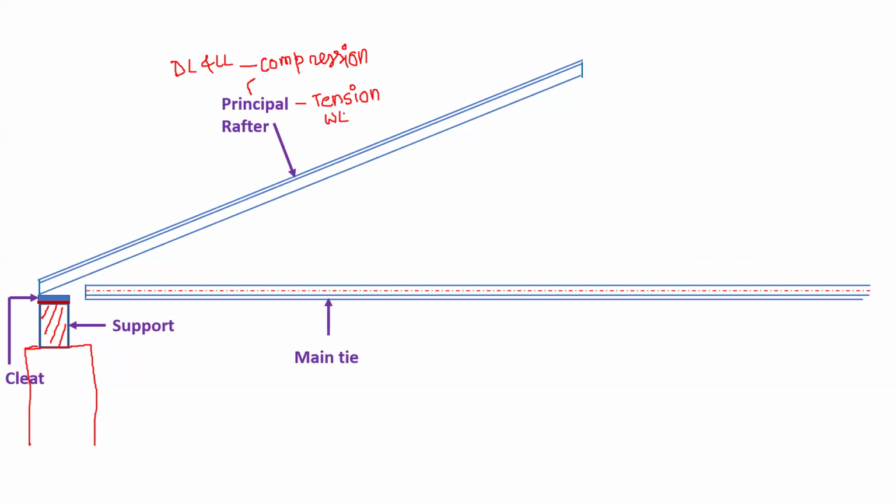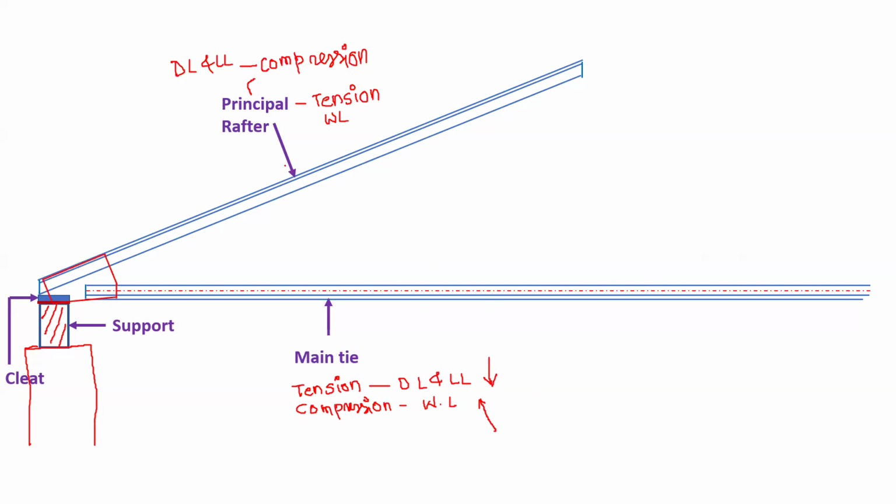Then we have the main tie. Now this red line you can see is the centroidal line of the angle section. So the main tie is a tension member for dead load and live load, and it is a compression member for wind load. Because dead load and live load act in downward direction, whereas wind load acts perpendicular to the principal rafters. Means the load is perpendicular to the principal rafters.